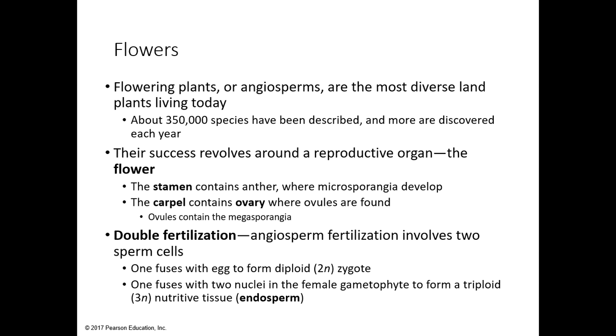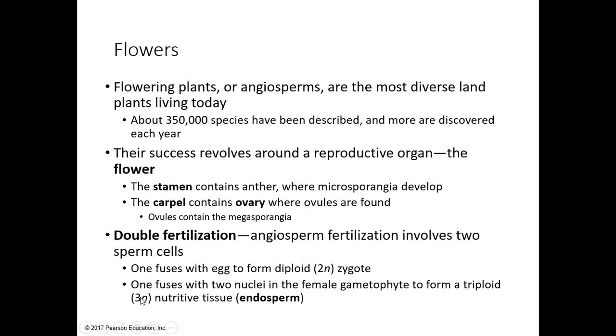One of the things that's really interesting and really cool that happens with these flowering plants is that you end up with two sperm cells fusing with two different female gametophyte parts. One is going to fuse with the egg to form a diploid zygote. And that makes sense, right? That's the one that's going to develop into your sporophyte and go on to be your flower. But then there's another sperm. Another sperm gets in there, and it fuses with two nuclei in the female gametophyte. And it forms something called a triploid, 3N.